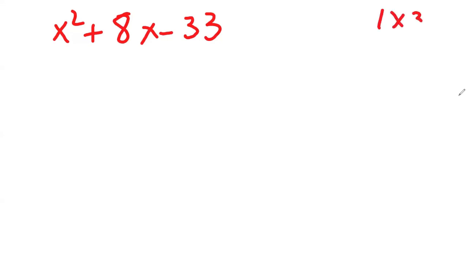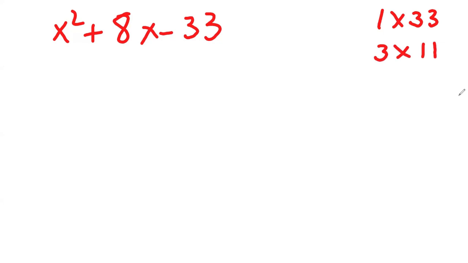X square plus 8x minus 33. You have to make factors of 33. 1 multiplied by 33 will give you 33. What about 2? No, it's not coming in the table of 2. What about 3? Yes. 3 multiplied by 11 will give you 33.